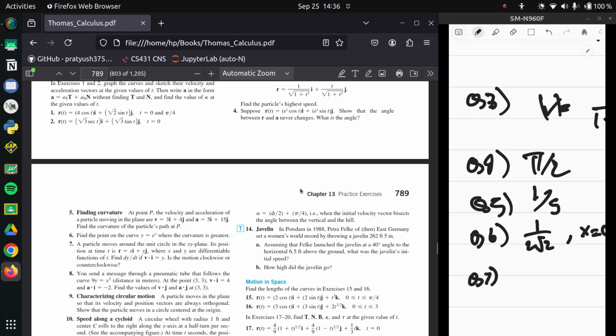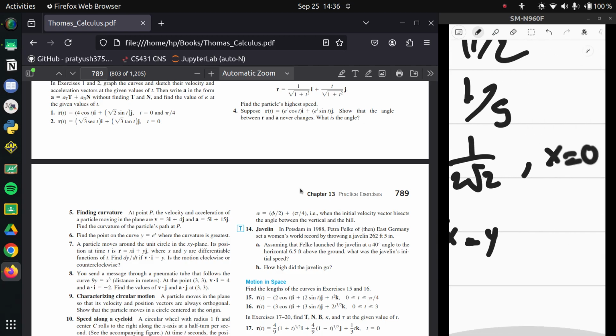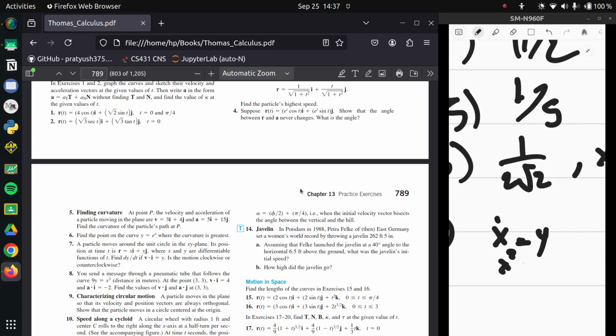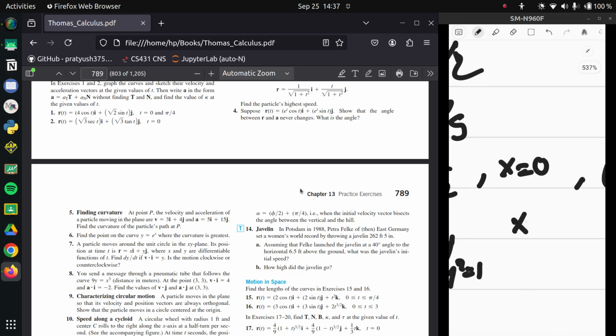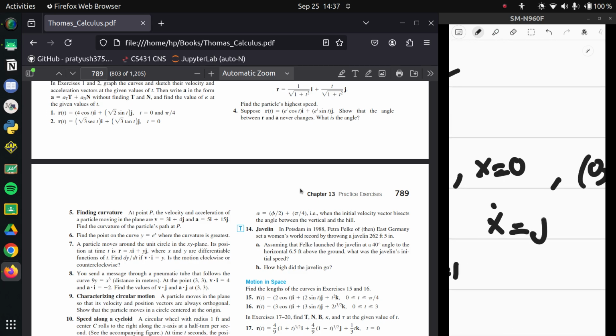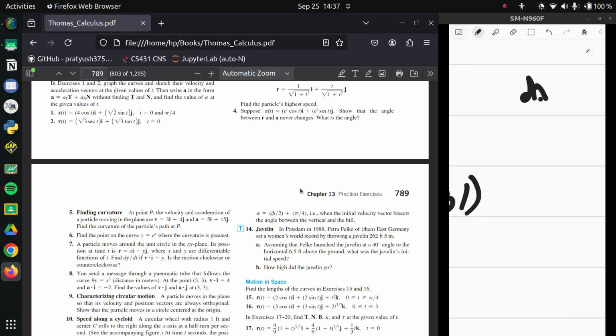So motion clockwise. You just have two equations. First, x dot is equal to y. The second is that x squared plus y squared equals 1. So essentially what you're saying is that x dot is equal to the square root of 1 minus x squared. So at any given x you have a good idea of what this is going to be. So just like dx upon square root of 1 minus x squared is equal to t.